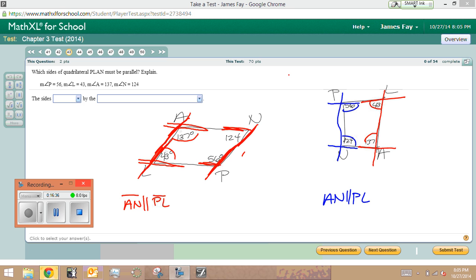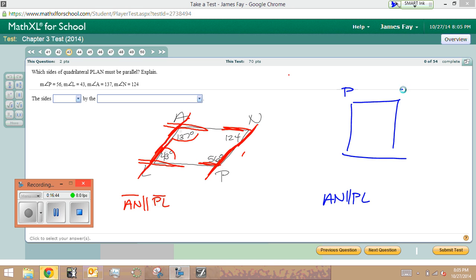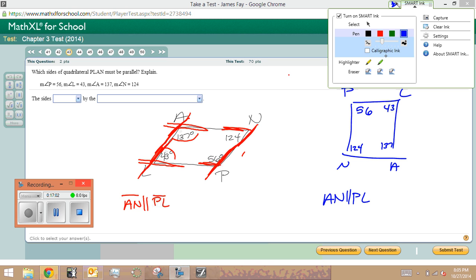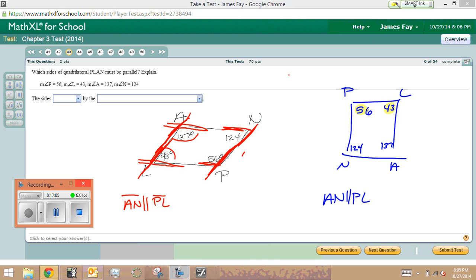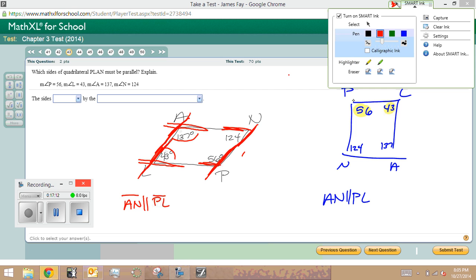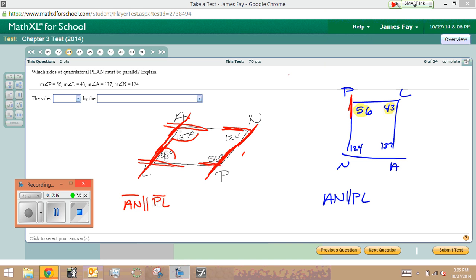Okay, what people want to do, and you can't do this, is that if I had that figure P L A N and this was 56, L was 43, A was 137, and N is 124. What a lot of people are going to want to do is say something about that angle and that angle. Well, we don't have any relationship. They're not equal. They're not supplementary. Therefore, I can't make any argument about that line and that line being parallel because of that transversal. Okay, because that angle and that angle are not supplementary. So just make sure that you understand that.